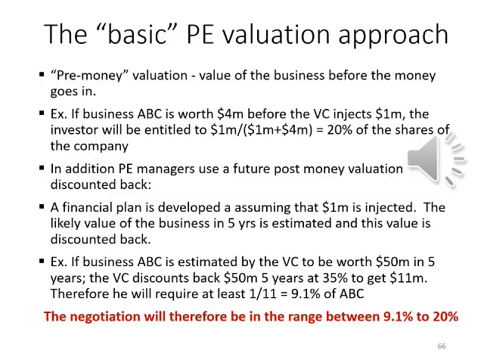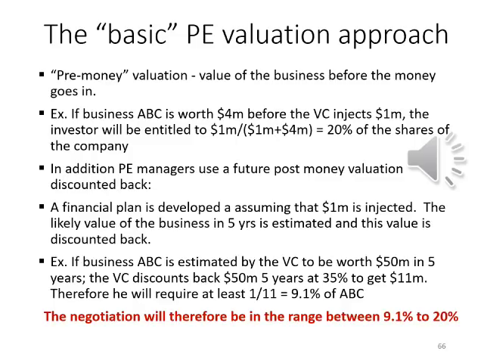So let's say business ABC is estimated by the venture capitalist to be worth 50 million in 5 years. In other words, the 1 million has been put to work and has done a great job. Then the venture capitalist will discount back this 50 million in 5 years from today at 35% a year, which is his own in-house internal target rate of return, and that gets me 11 million. It's 50 divided by 1.35 to the power of 5, and therefore I would actually be happy to only have 9.1% of ABC, because my money's been put to work, and the post-money valuation today, according to this alternative method, is 11.